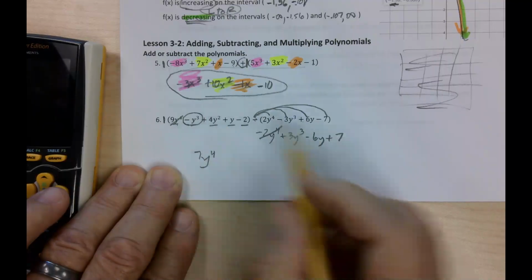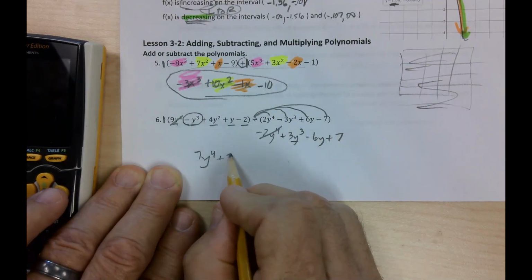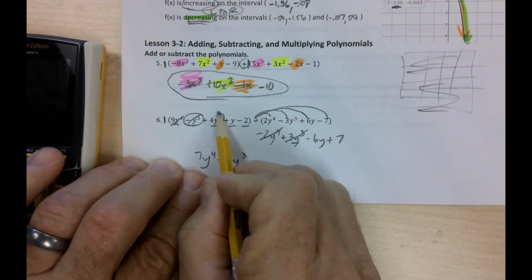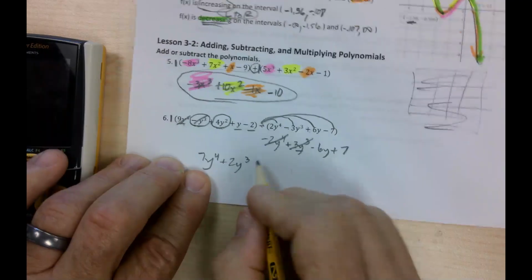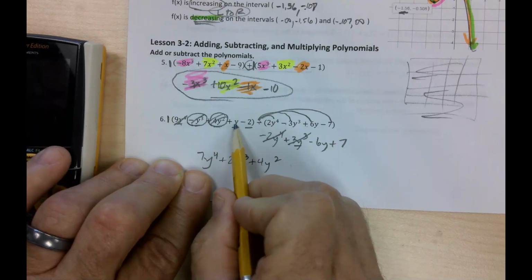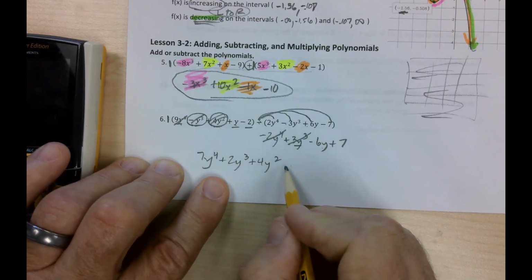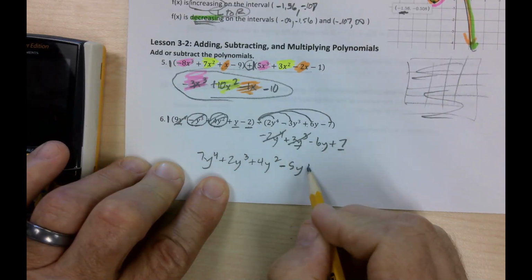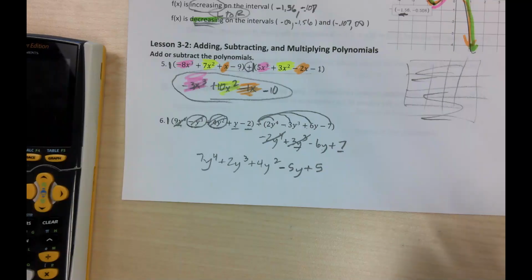Negative 1y cubed plus 3y cubed is 2y cubed. Those are gone. 4y squared, and there ain't none, so don't forget it. Part of this is just being organized. Y minus 6y is negative 5y. Negative 2 plus 7 would be 5. As long as I didn't make a silly mistake, that should be it.